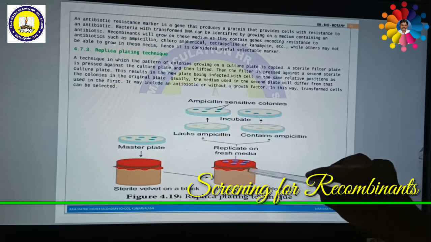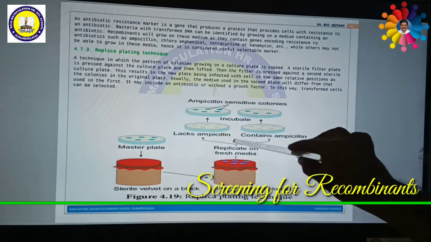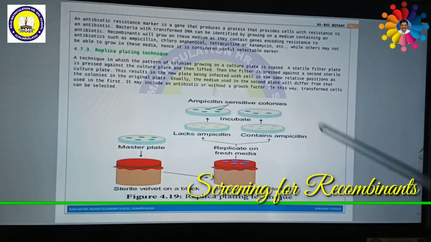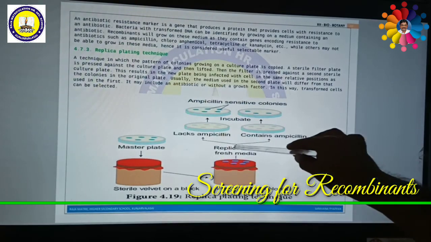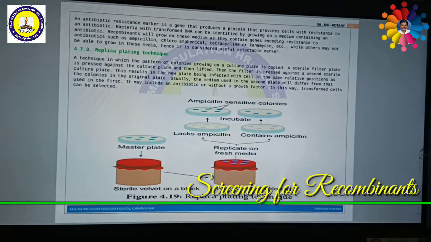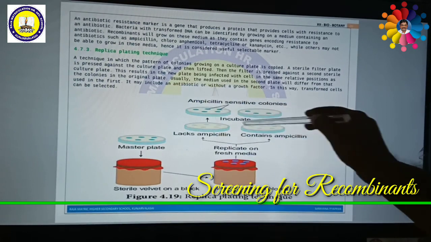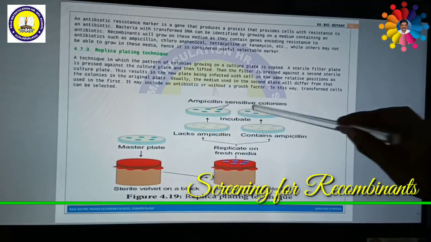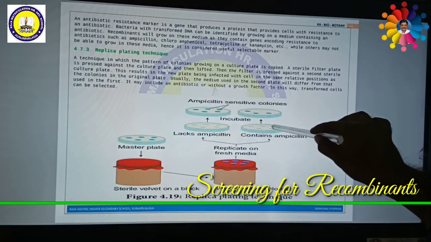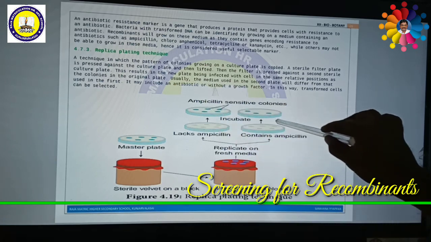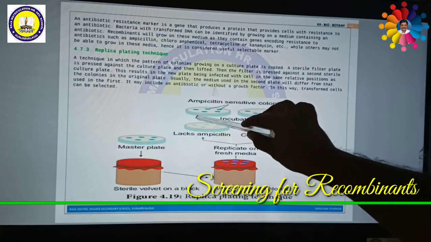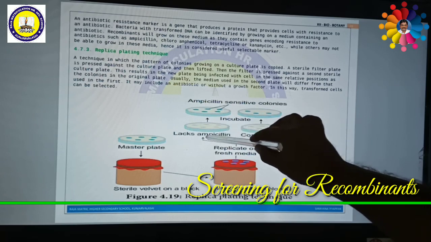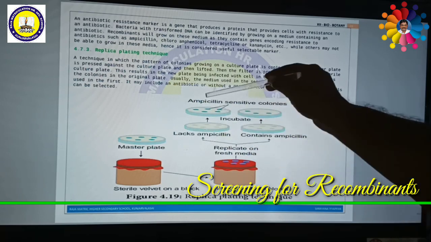This results in a new plate being infected with cells in the same relative position as the colonies in the original plate. The original plate has various types of colonies, and the same number of colonies will be available in the replica as well. Now that should be reprinted on two media. Usually the medium used in the second plate is different from the first plate. It may include antibiotics without growth factor, or it may be without antibiotics like ampicillin but with growth regulator. That is why they can culture completely.